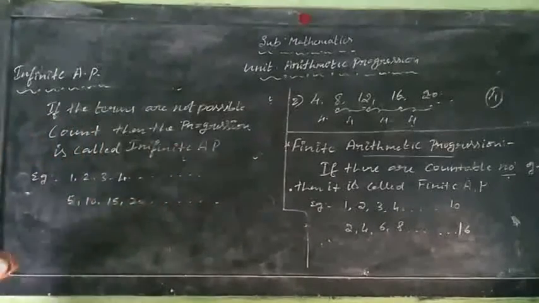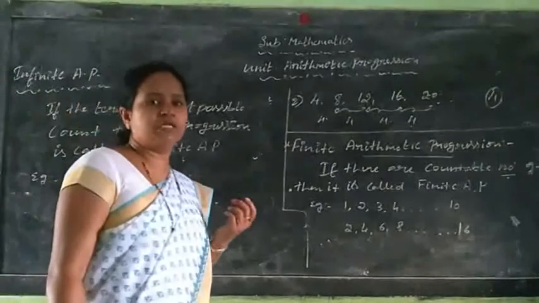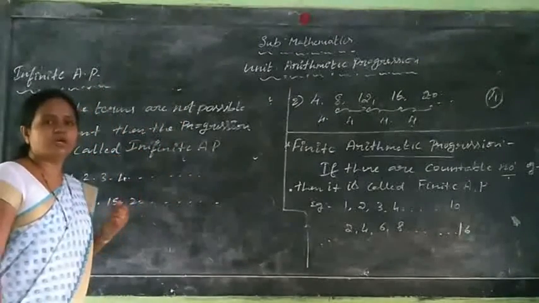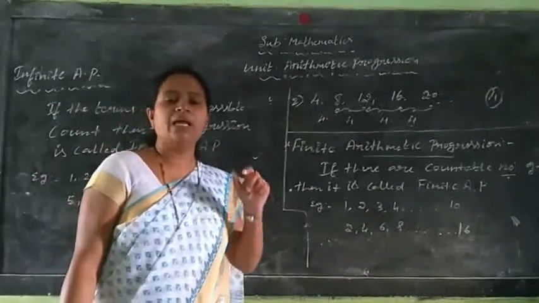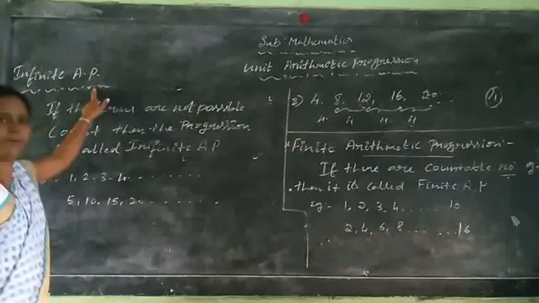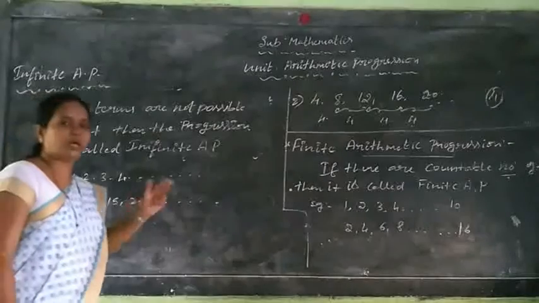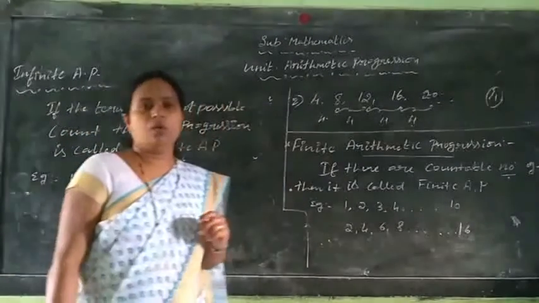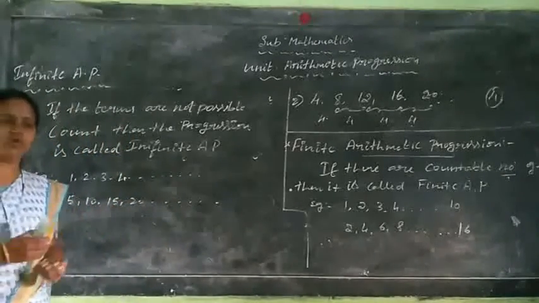So, just observe both the examples. In both the examples, the last term is not mentioned, isn't it? So, it means the numbers here are not possible to count. If it is not possible to count the numbers, then we call that progression an infinite arithmetic progression. Got it? So, finite means it is possible to count. Infinite means it is not possible to count. Okay, did you understand the meaning of finite and infinite, children? Okay, now we shall move on to the next topic.